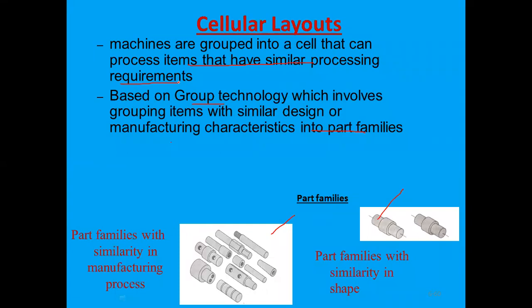Okay, so like this, if you have similar parts placed at one place, that is nothing but a cellular layout. The total thing we are discussing is nothing but group technology. You can discuss group technology in BTech third year or fourth year, right? This is based upon group technology, which involves grouping of items with similar design or manufacturing characteristics into part families.